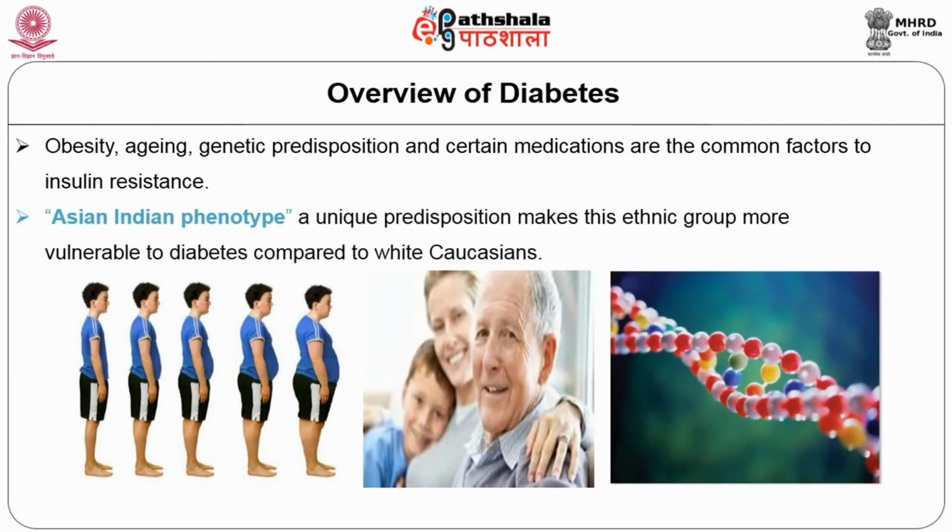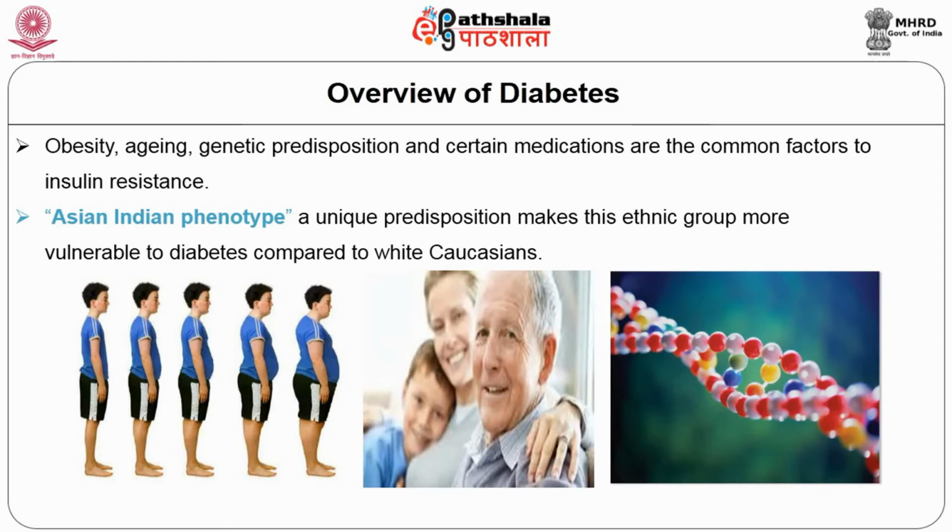The Asian Indian phenotype, a unique predisposition, makes this ethnic group more vulnerable to diabetes compared to whites or Caucasians. Screening at the population level can help detect early and possibly prevent type 2 diabetes, which is the most common type, afflicting 95% of the diabetic population. Risk scores could be another way to screen diabetes cost effectively at an early stage, though only 32 countries in the world have implemented such a risk score model to screen people from the population.